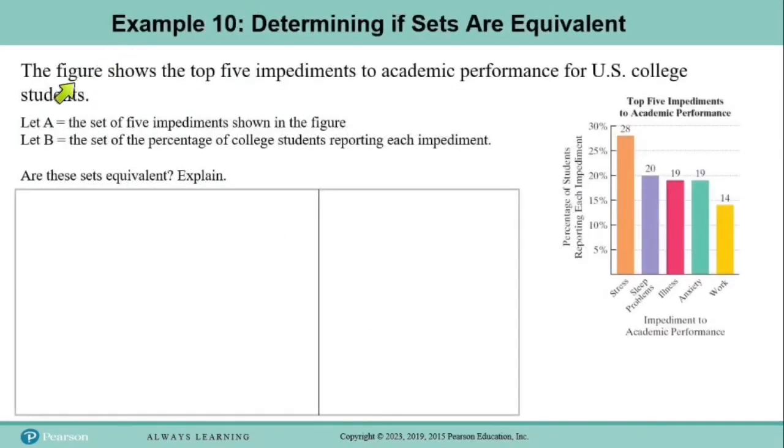Okay, here we are at example 10, and this says the figure shows the top 5 impediments to academic performance for U.S. college students. Let set A equal the set of 5 impediments shown in the figure. Let set B equal the set of the percentage of college students reporting each impediment. Are the sets equivalent? And we want to explain. So we're going to look at this 2 different ways.